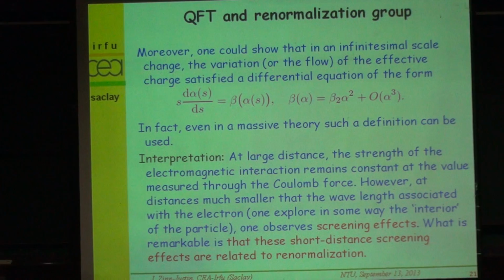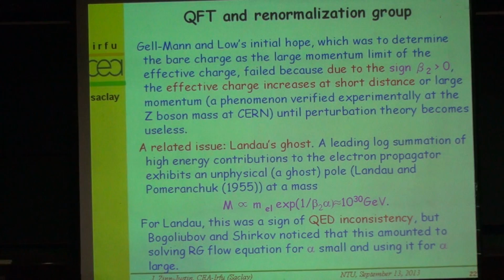Now, in the case of Gell-Mann and Low, their hope was to calculate the flow of the bare charge to see whether it would have a finite limit at short distance. However, this doesn't work because the first coefficient of the beta function is positive, and therefore the effective charge increases at short distance, and perturbation theory is no longer acceptable. And the other point at the time is a remark of Landau, Abrikosov and Khalatnikov, who made a leading log summation of the high energy contribution to the electron propagator, and they showed that there was an unphysical pole, with a negative metric particle, at a scale of the exponential of 1 over beta 2, the first coefficient of the beta function, times alpha.